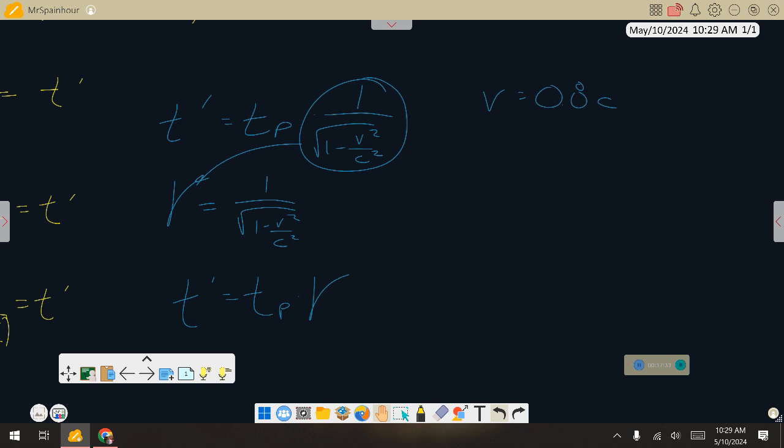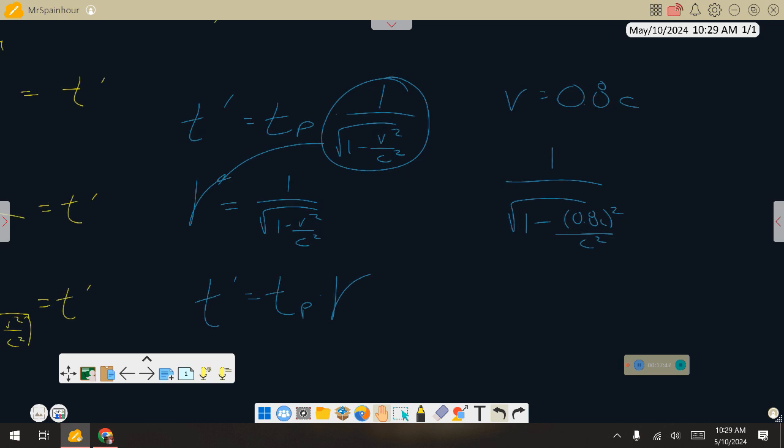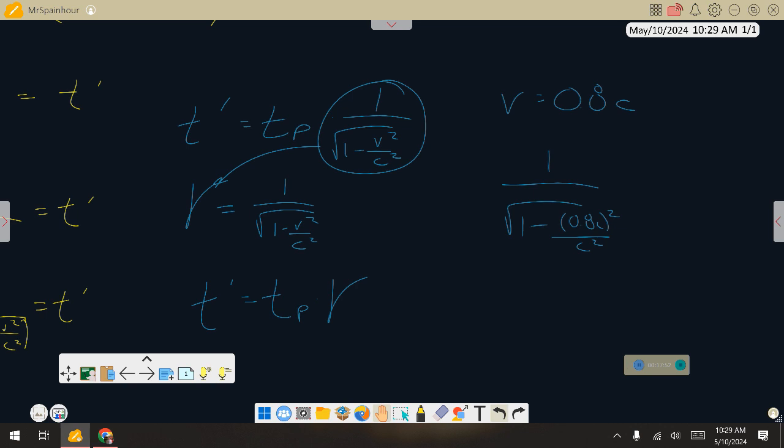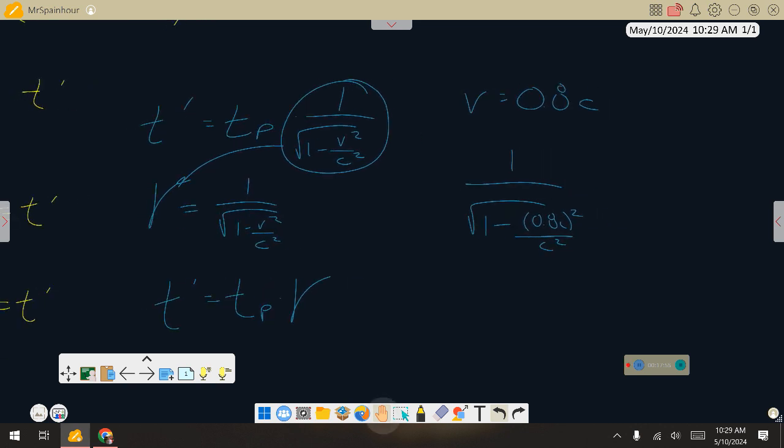Why do you usually write it like this? Well, because watch what happens when you plug it into the equation. I go 1 over the square root of 1 minus, instead of v, I'm going to write 0.8c squared over c squared. What nice thing is about to happen? The c squareds are going to cancel. Now, what's this top part going to become? 0.64 c squared. And then we cancel c squareds and finish that off. Go ahead and finish it up with a calculator. What is the gamma factor for something going 80% the speed of light?